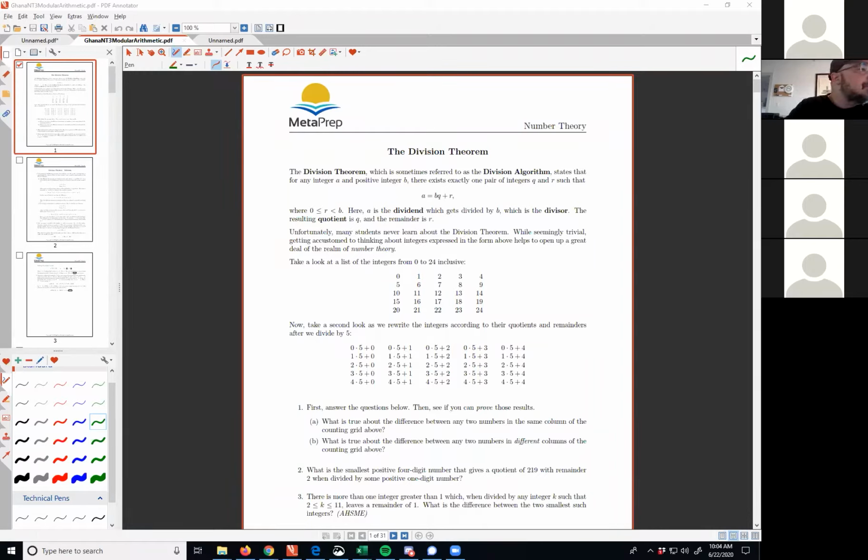So the division algorithm states that for any integer a and a positive integer b, there exists exactly one pair of integers, q and r, and we call them quotient and remainder, such that a equals bq plus r, and r has to be less than b and at least 0. So here's a question. Looking at this equation, what are your first thoughts about it?